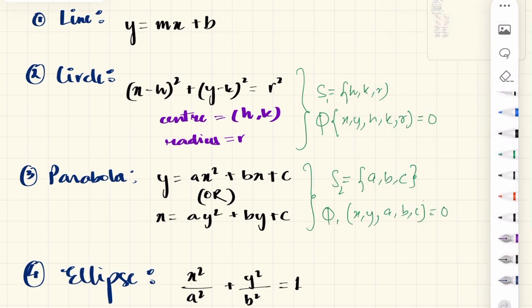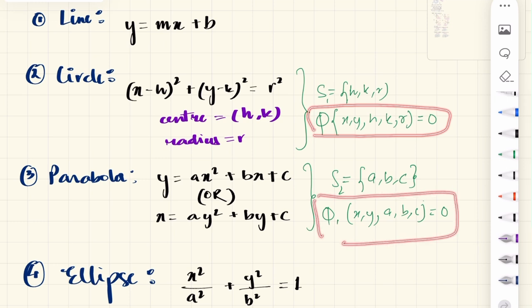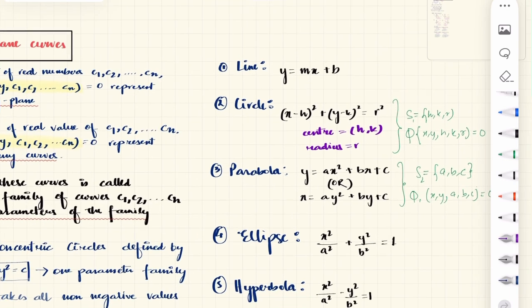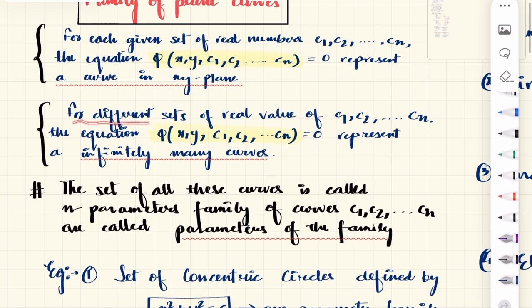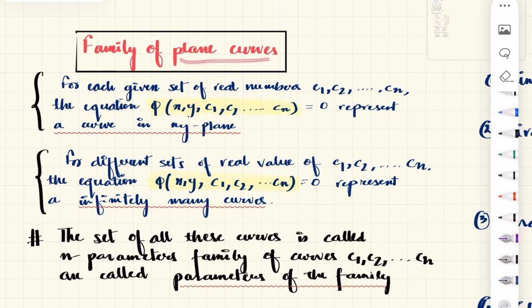Look, when the set is different, the equation is also different. So according to the different equations, it forms a different curve. That is what is mentioned in the second statement: for a different set of real numbers, the equation is going to represent infinitely many curves. So this is the second statement. Till now you understand, right? What is the first statement and the second statement? So we are talking about a plane curve.